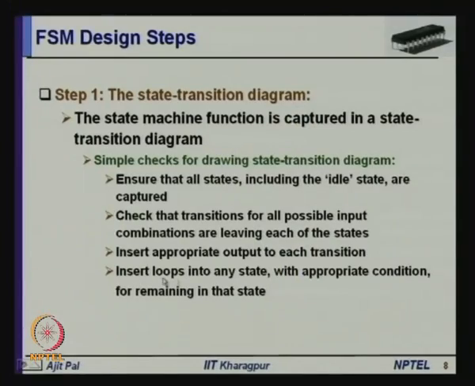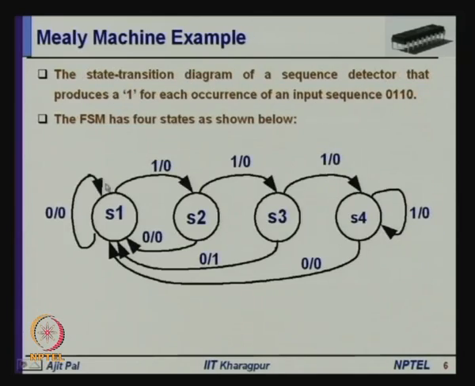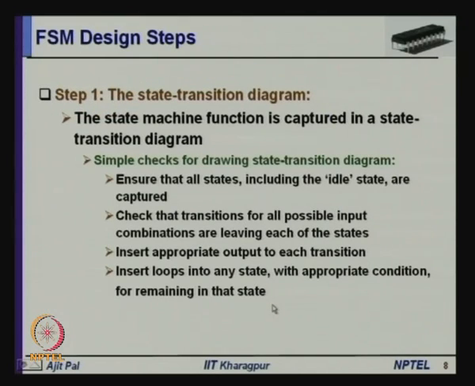And then insert loops into any state with appropriate conditions for remaining in that state. As I have shown, there are self loops, this type of loops, whenever a continuous sequence of zeros comes or a continuous sequence of 1s comes, you have to give this kind of loops. So, this is how you will create the state transition diagram, that is step 1.